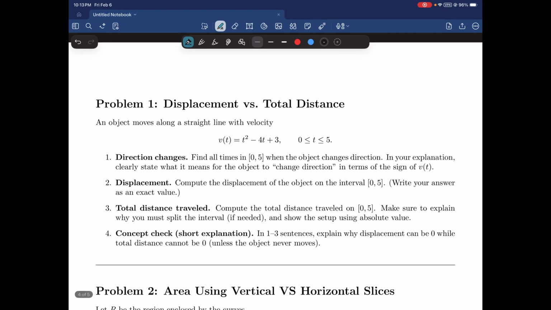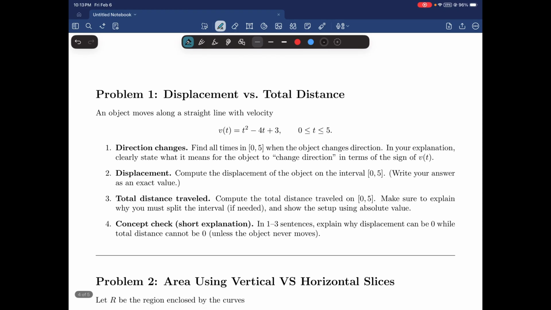Today we're going to do some homework for Calculus 2. First we've got problem 1, displacement versus total distance. An object is moving along a straight line, velocity, let's write that down: t squared minus 4t plus 3 from 0 to 5. Direction changes: when does the object change direction in 0 to 5? Explanation: clearly state what it means for the object to change direction.